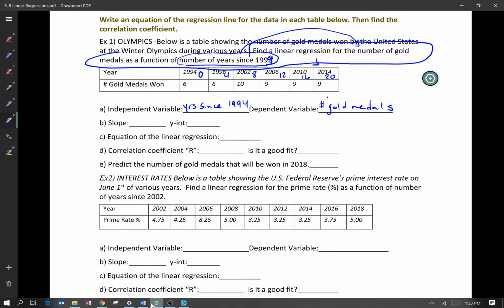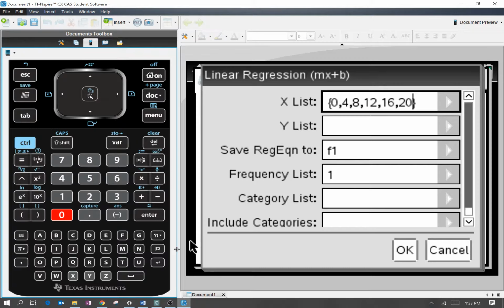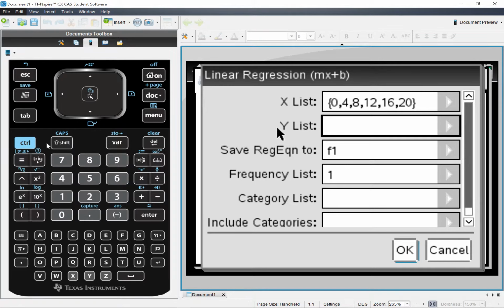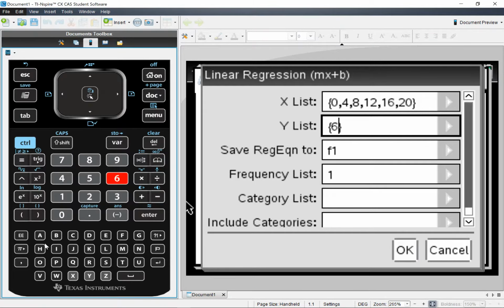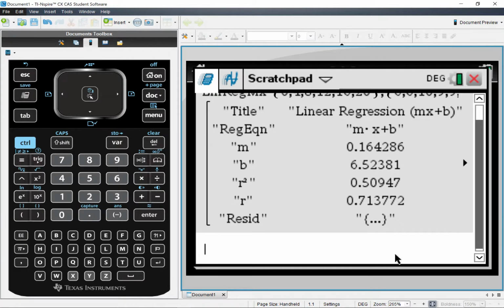Then my y values are 6, 6, 10, 9, 9, 9, right? 6, 6, 10, 9, 9, 9. So I'm going to open up another set for the y coordinates. 6, 6, 10, 9, 9, 9. Press OK. All right, I'm going to click OK. And there it is. That's the linear regression for these data points.